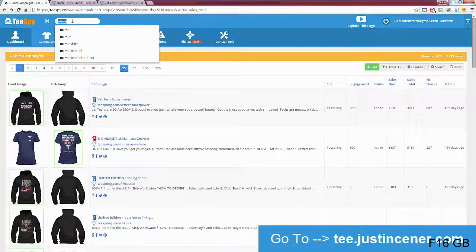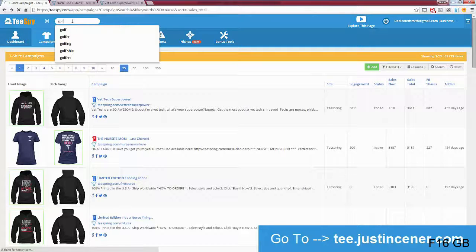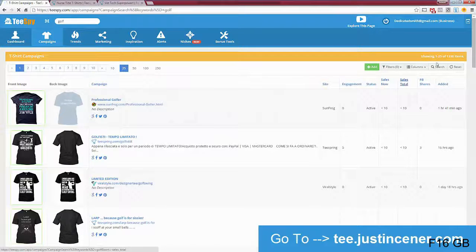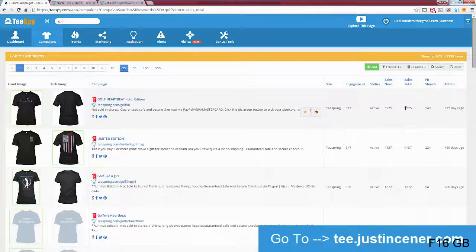So let's try another. How about another niche? Let's do golf. Okay, so we're going to go in here and do golf. And again, we're going to sort by sales total. In this niche, it's a bit smaller. There's 1,300 golf shirts in here. So we're sorting by sales total, and the most popular one still has a huge amount of sales, 5,500 sales.